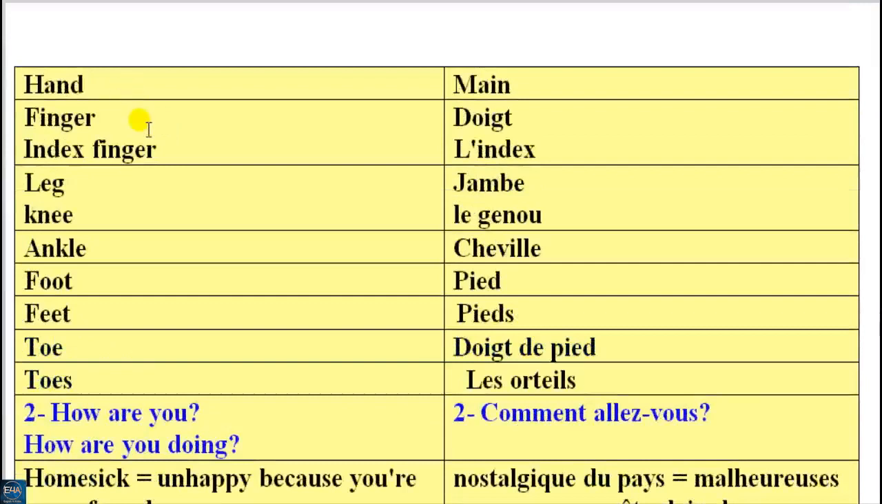Hand, finger, index finger, leg, knee, K silent, knee, ankle, foot, feet, toe, toes.